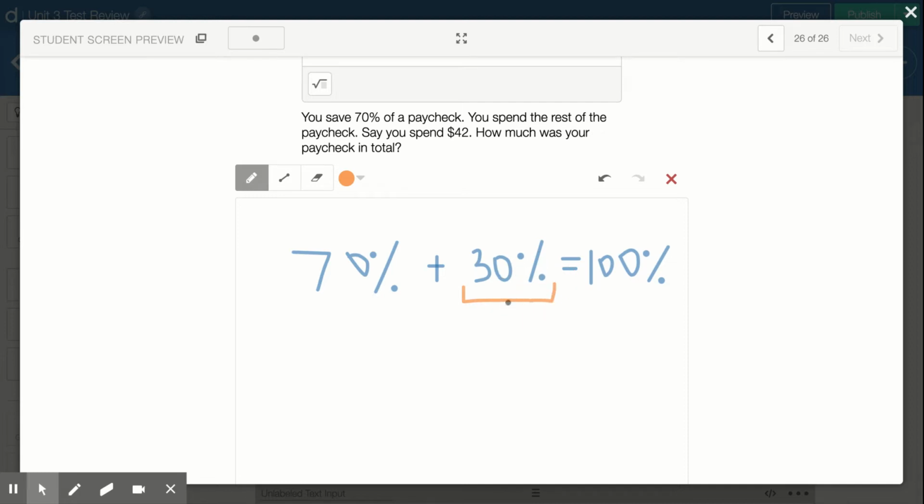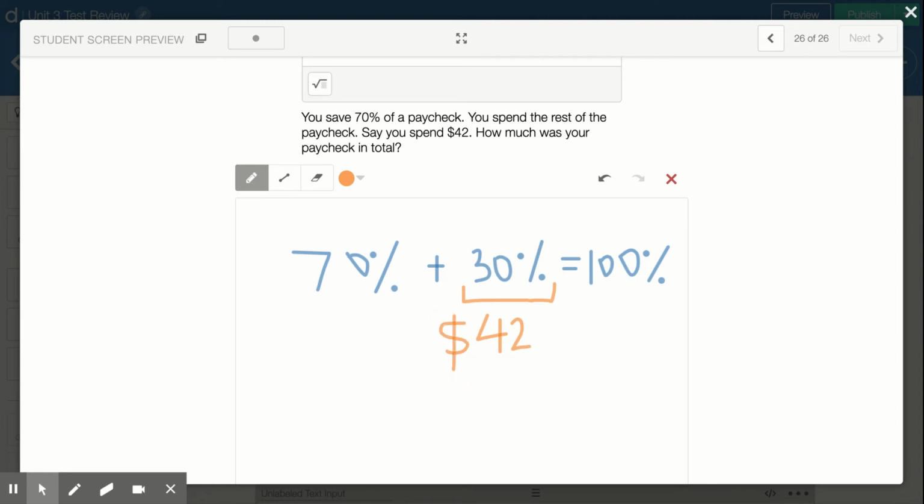And so if you know that $42 is equal to 30%, there's a bunch of different ways you could tackle this problem. You could figure out what's 10% if you know what 30% is. You could figure out what 100% is if you know 30%. And all of that should help you find 70. Now, I made a little mistake here. Shouldn't have written percent. We're talking about $42, which is 30% of your total.